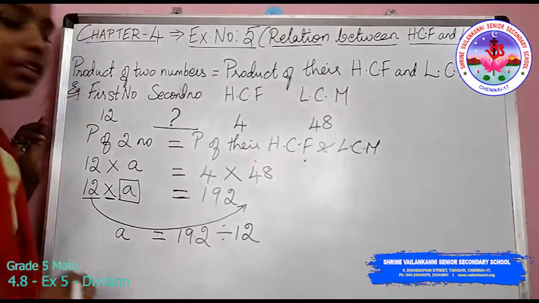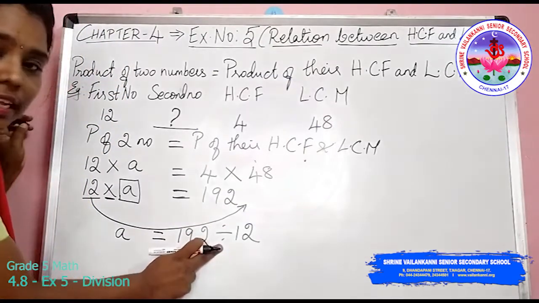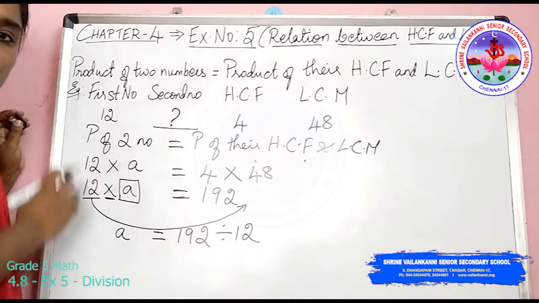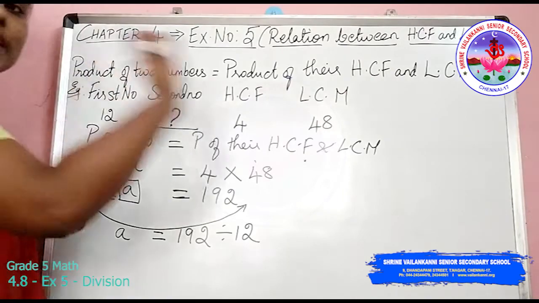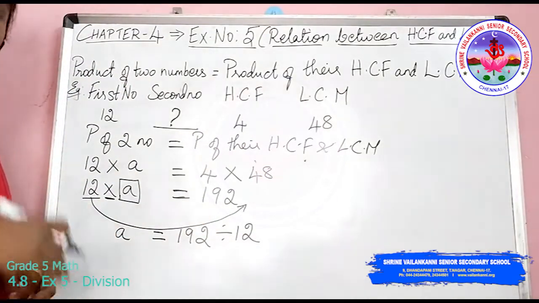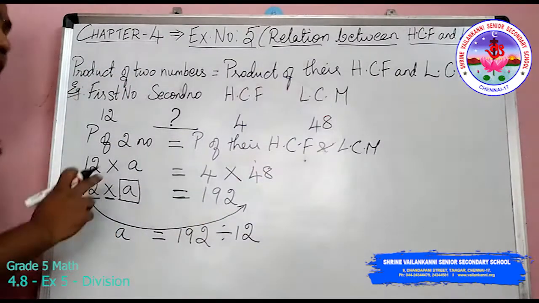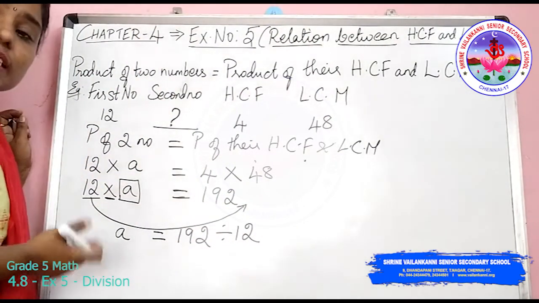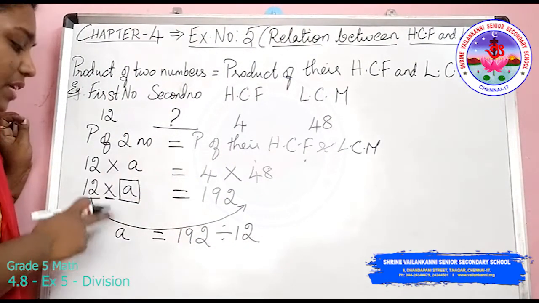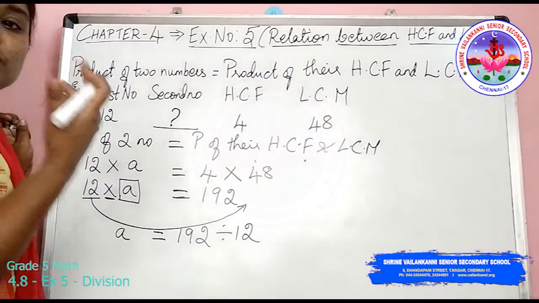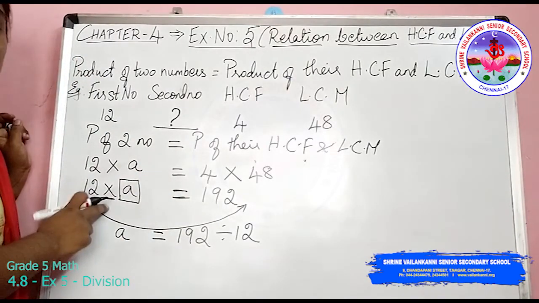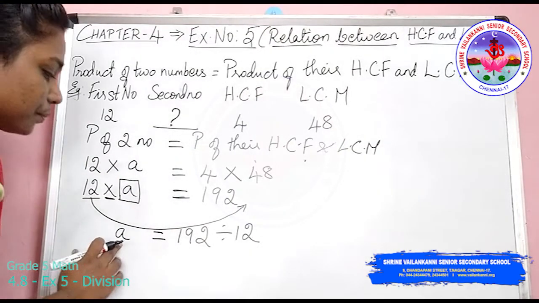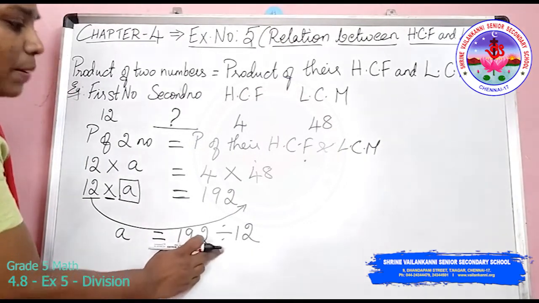192 divided by 12. How did this division come? I told you, when a particular number moves from one side to the opposite side, the sign will change. That is, if it is plus, it will change to minus. If it is minus, it will change to plus. If it is multiplication, it will change to division. If it is division, it will change to multiplication. So here, 192 divided by 12.